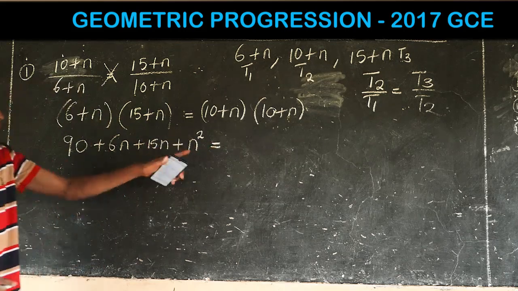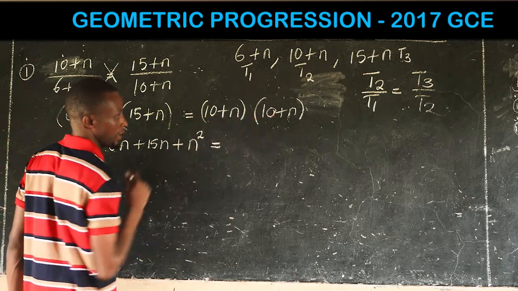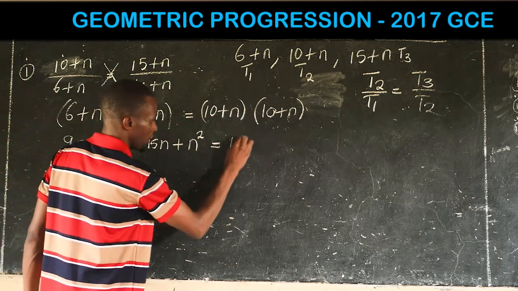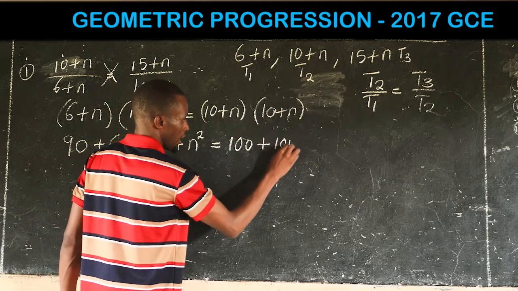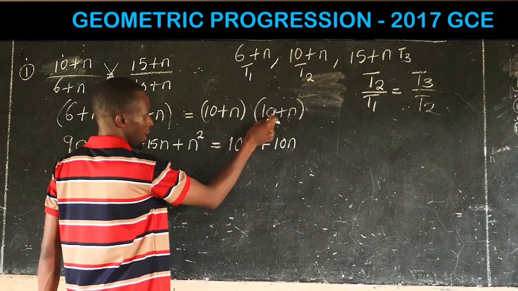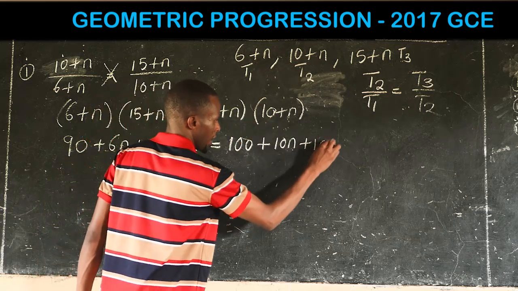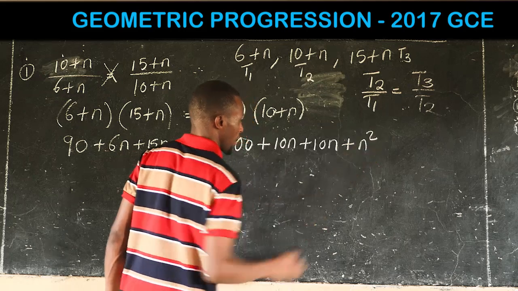Equals, we do the same on the other side. So 10 times 10, which is 100. Then 10 times n, which is 10n. Then n times 10, which is 10n. Then n times n, which is n squared.